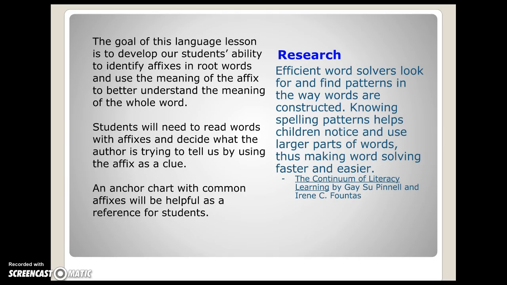The goal of this language lesson is to develop our students' ability to identify affixes in root words and use the meaning of the affix to better understand the meaning of the whole word. Students will need to read words with affixes and decide what the author is trying to tell us by using the affix as a clue. An anchor chart with common affixes will be helpful as a reference for students.